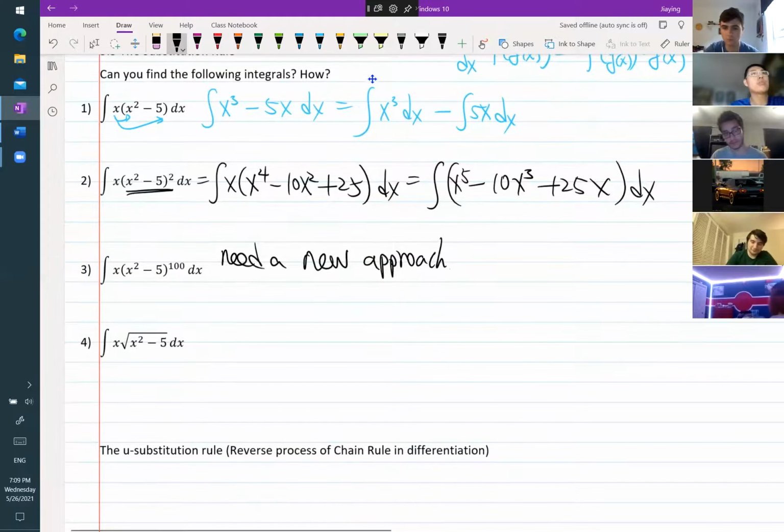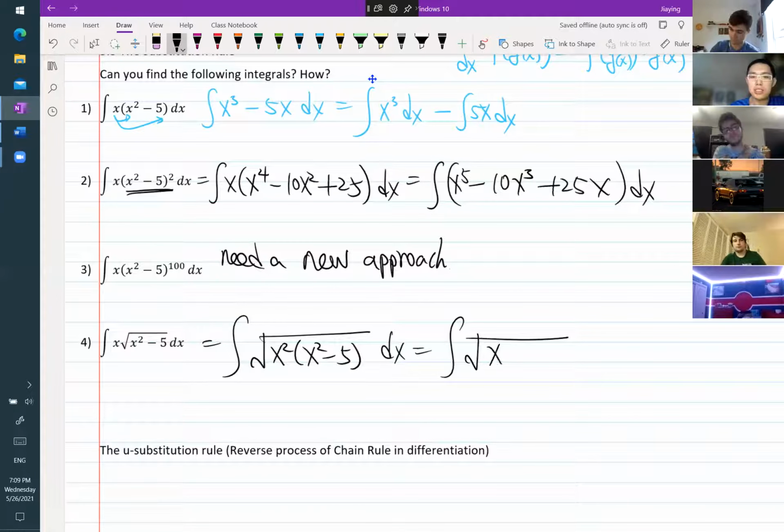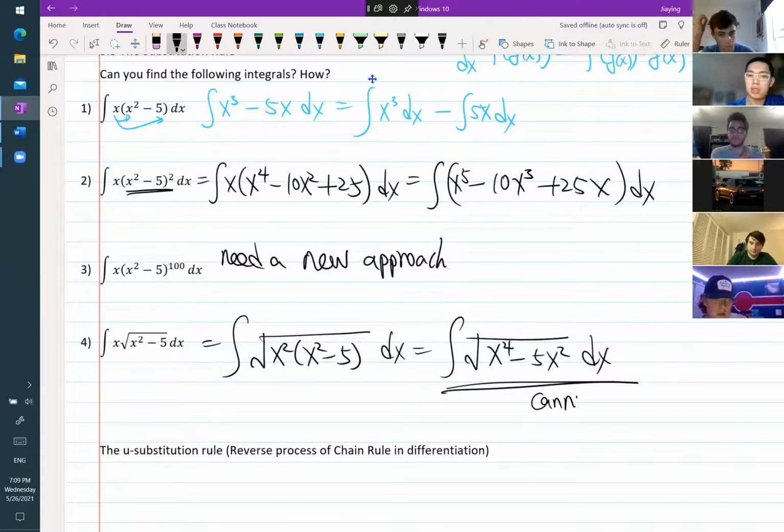Same thing if you have a square root. If you bring x inside by putting it as x squared, you can write the square root of x squared times x squared minus 5, and simplify the part underneath the square root as x to the 4th minus 5x squared dx. But then you cannot integrate directly. You cannot just take the antiderivative of each term under the square root, so we cannot integrate further using the techniques we know.